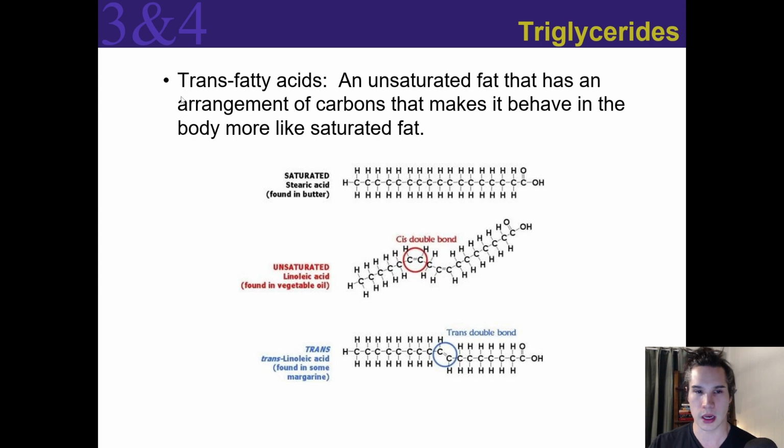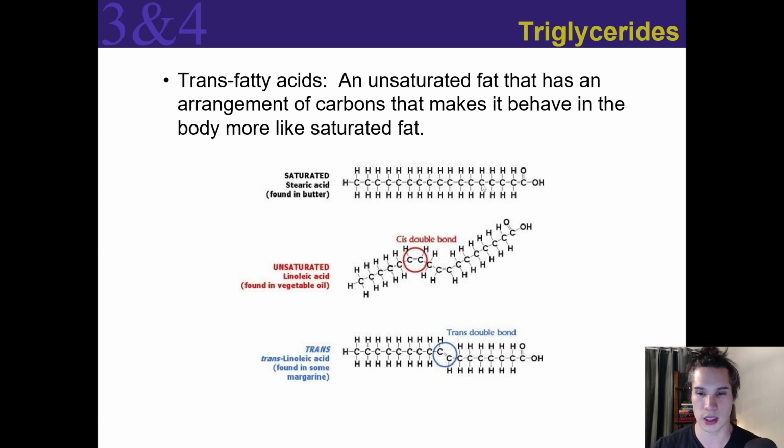All right, so let's talk about trans fats. So trans fatty acids. A trans fat is going to be an unsaturated fat, meaning it has a double bond somewhere, though it behaves like a saturated fat. Because of the arrangement of carbons, it behaves more like a saturated fat.